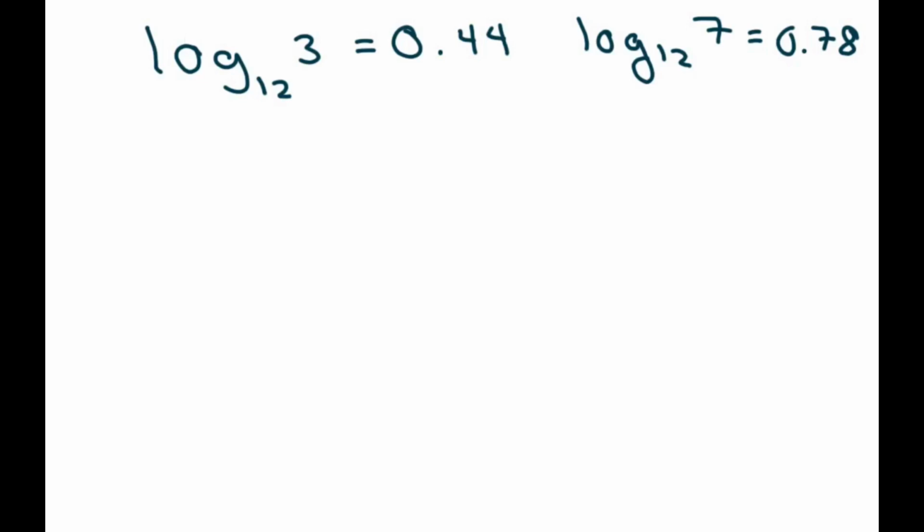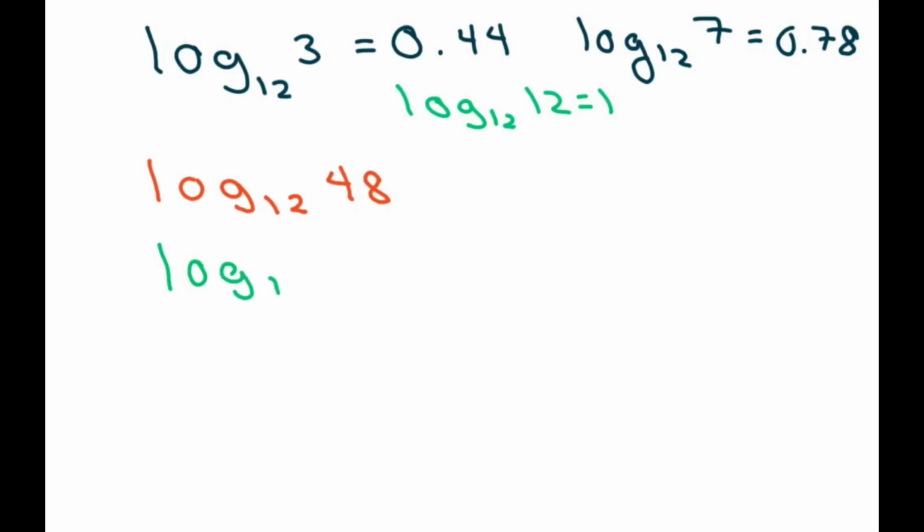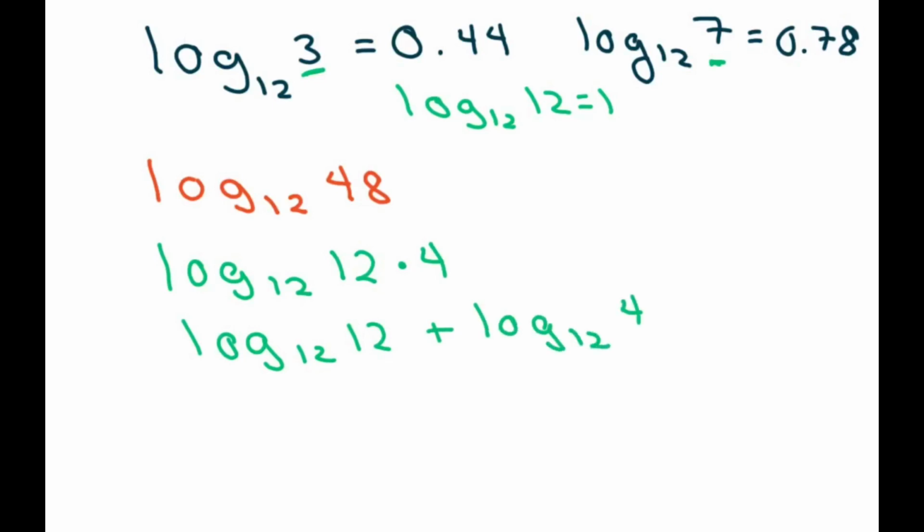Right, and this is the last one. We're doing log base 12 of 48, which is the more challenging one. Don't forget that log base 12 of 12 equals 1. So the way I'm going to write this is log base 12 of 12 times 4. Now, I know we don't have a 4 here, but I'm going to show you something. So let's expand this. Log base 12 of 12 plus log base 12 of 4.